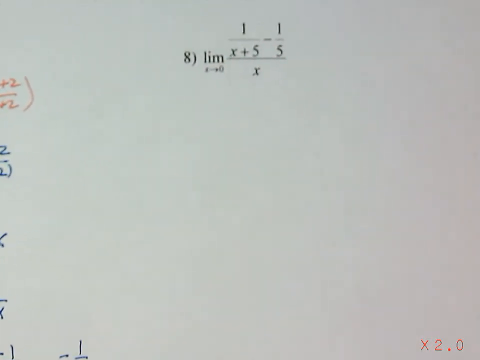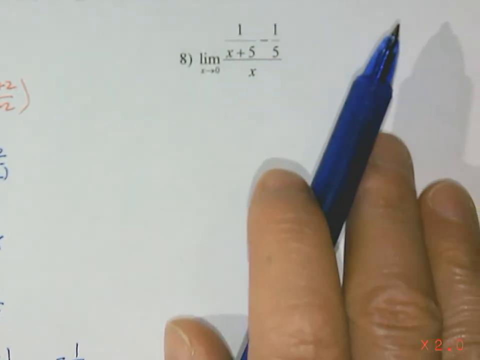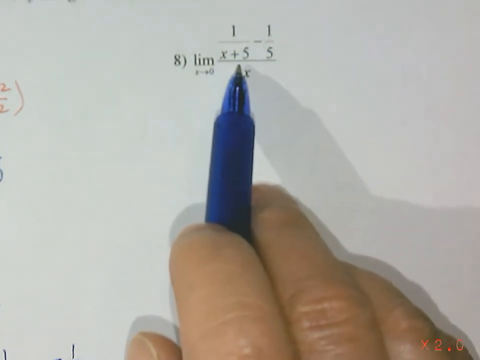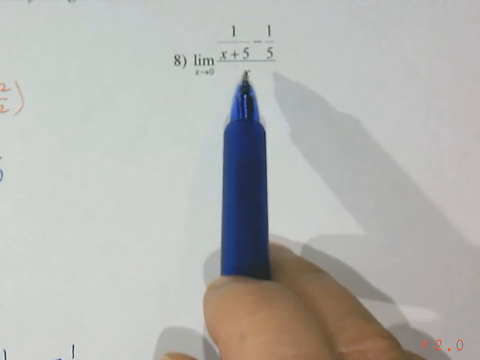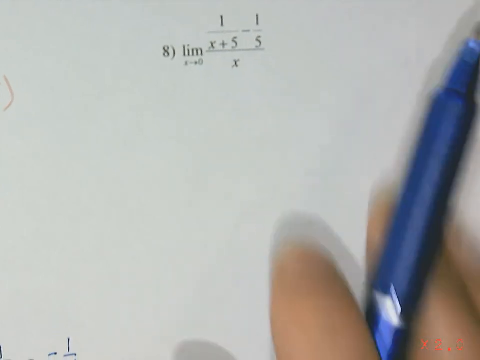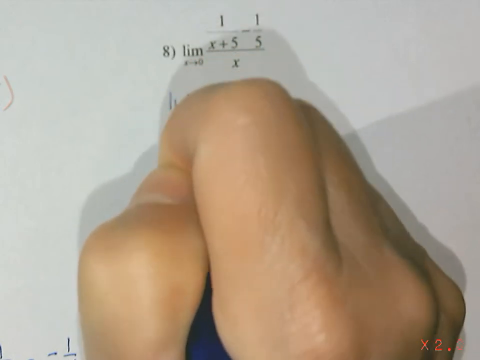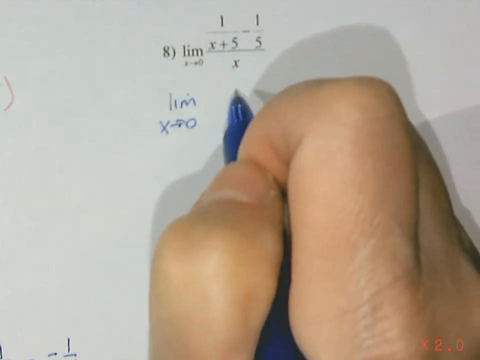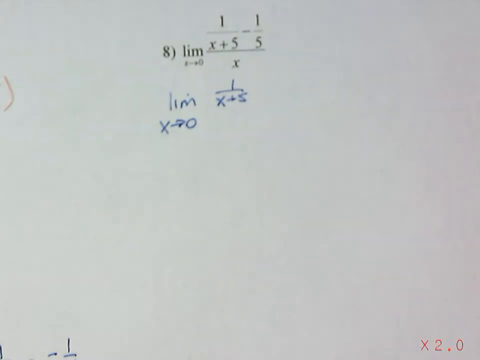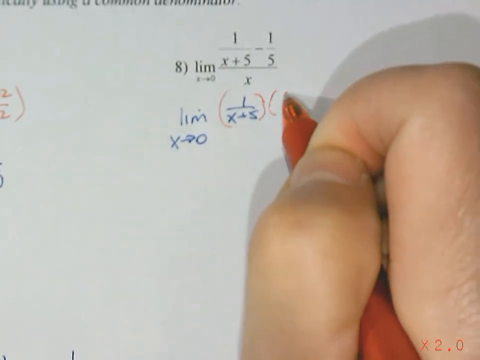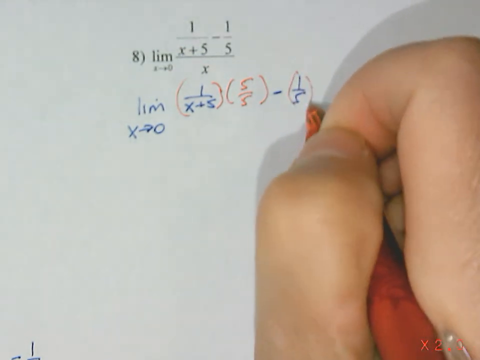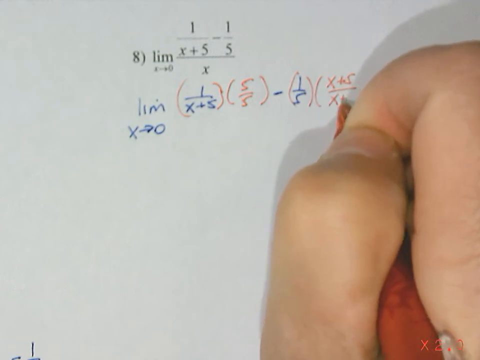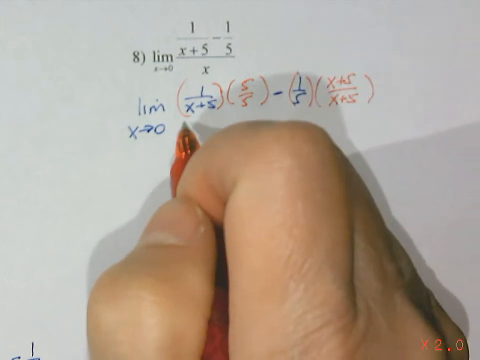And the last example I'm going to show you is very similar, just to give you one more example. I have got the limit as x approaches 0, 1 over x plus 5 minus 1 over 5, all divided by x. My common denominator is going to be 5 multiplied by x plus 5. But I'm going to make this a little bit shorter this time. So the limit as x approaches 0, 1 over x plus 5, I'm going to multiply that by 5 over 5. Minus 1 over 5. And I'm going to multiply that by x plus 5 over x plus 5. And that's all being divided by x.